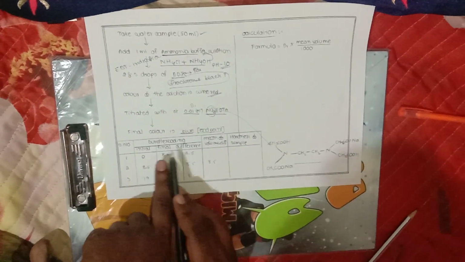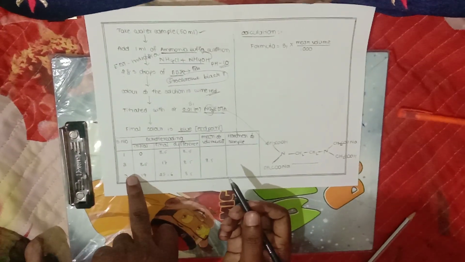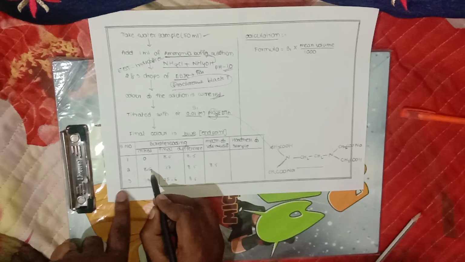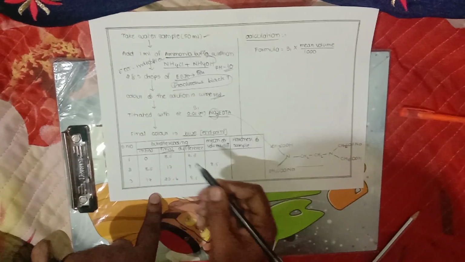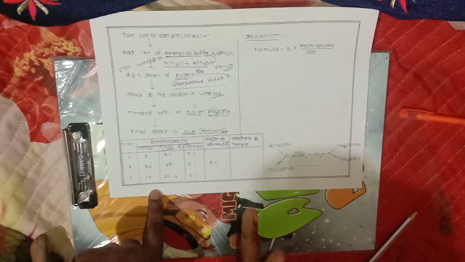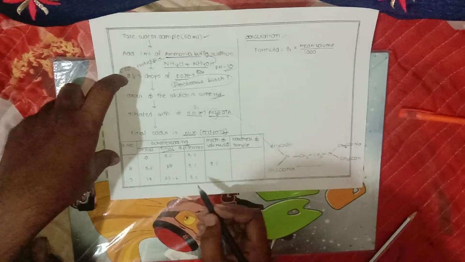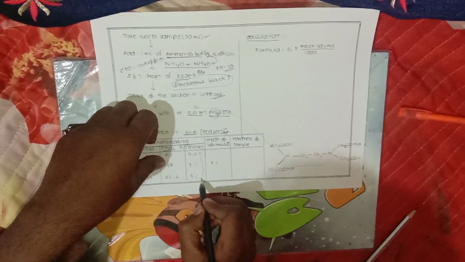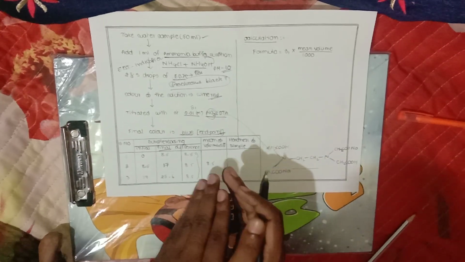Actually, we have to do this 3 times, means we have to take the solution 3 times. I have given a tabular form for the practical purpose. In the first observation, the initial reading will be 0, and the final burette reading becomes 8.5, so the difference between initial and final is 8.5. The second observation also I have taken: 8.5 will be the initial, and 17 the final reading. At this point we get the end point in the conical flask. It is repeated for 3 times, and we take the difference between the initial and final volumes, and the mean of those volumes will be used in the calculation part.